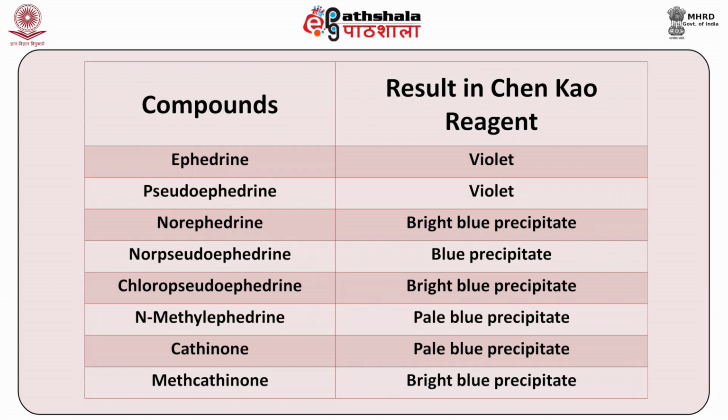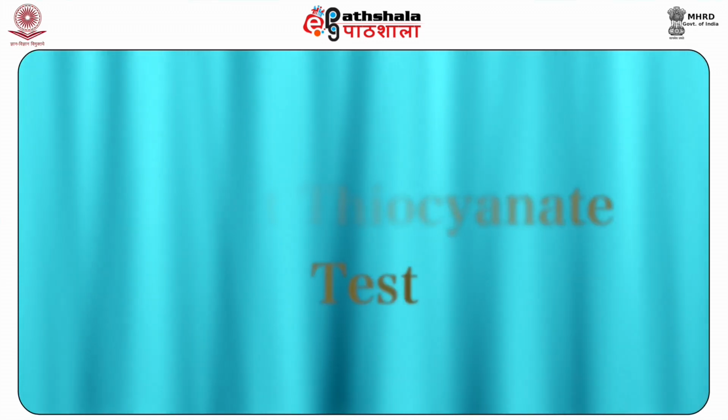For ephedrine, the color obtained is violet. For pseudoephedrine, violet color. For norephedrine, bright blue precipitate. Nor-pseudoephedrine, blue precipitate. In case of chlor-pseudoephedrine, bright blue precipitate is obtained. N-methylephedrine, pale blue precipitate. Cathinone, pale blue precipitate. Methcathinone, bright blue precipitate.